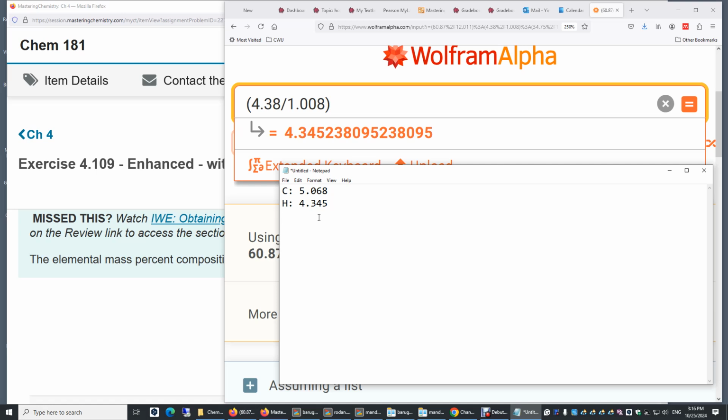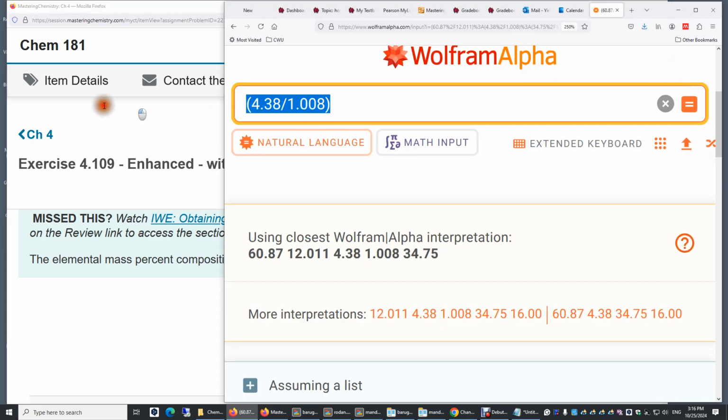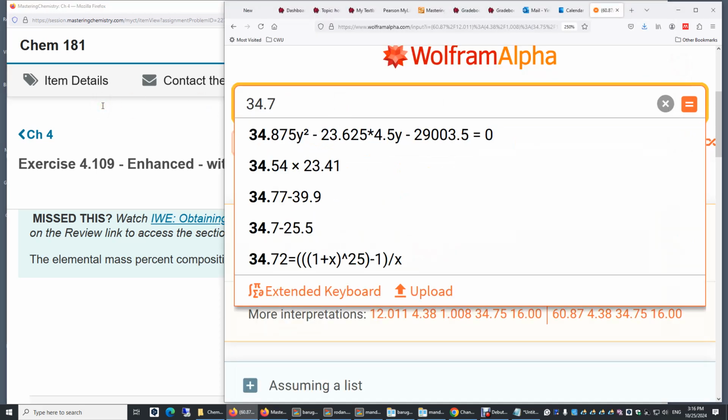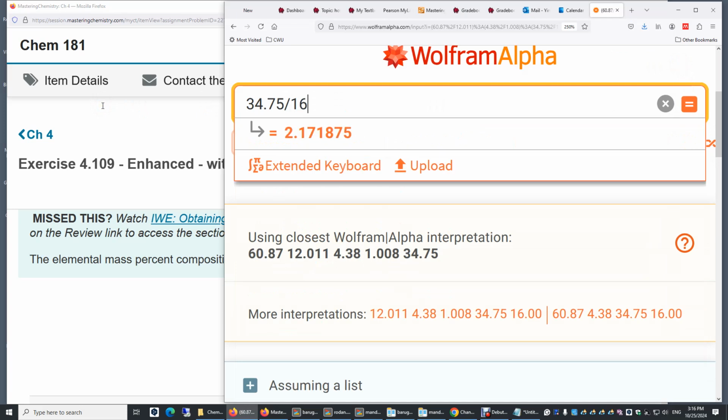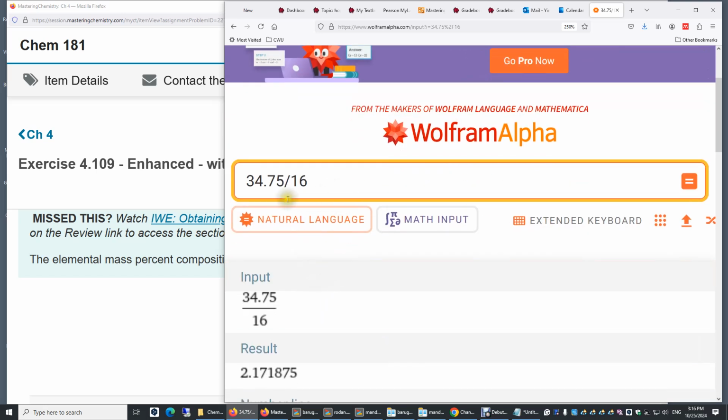All right, finally oxygen. Oxygen, 34.75. 34.75 divided by 16. 16 is the mass of oxygen in AMU, or gram per mole. We get 2.172.